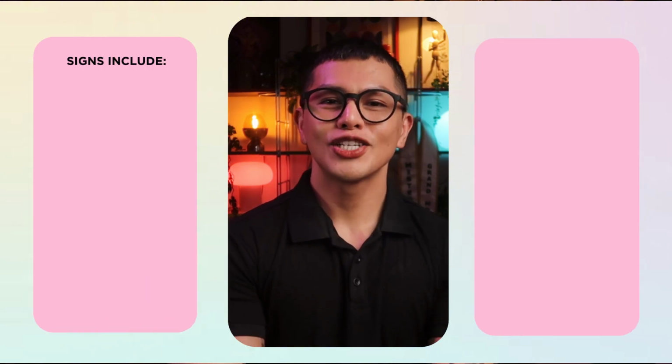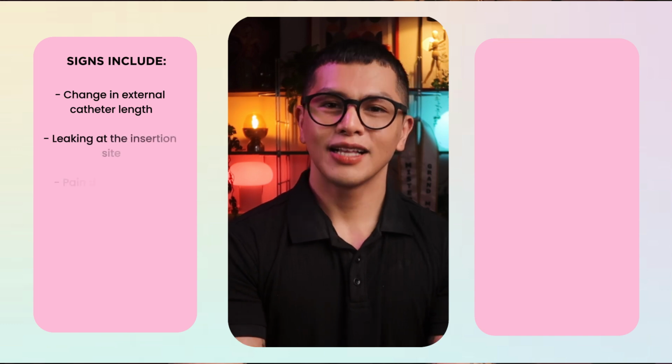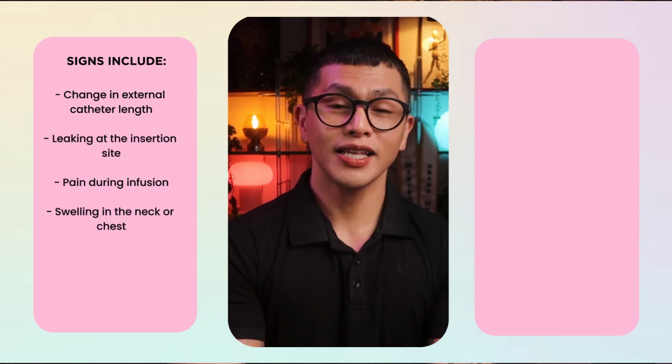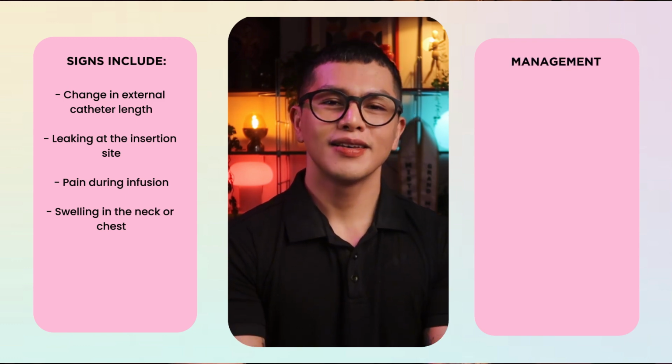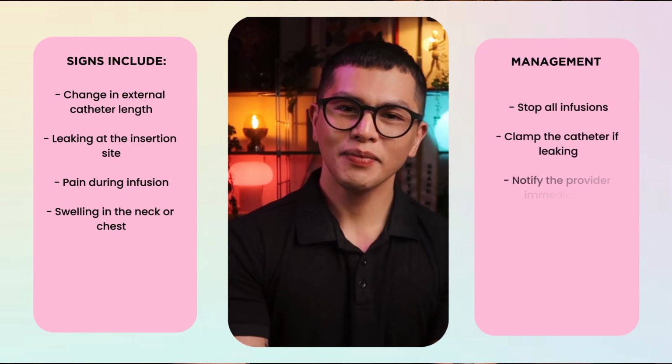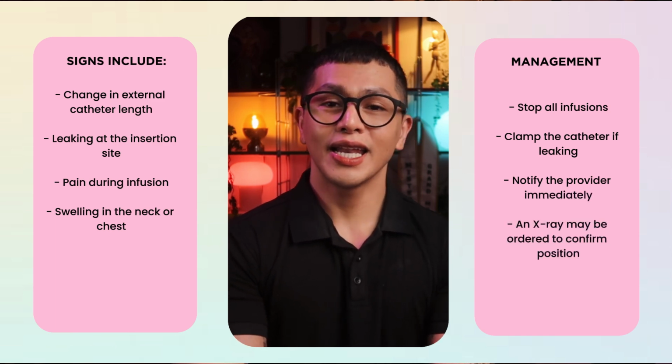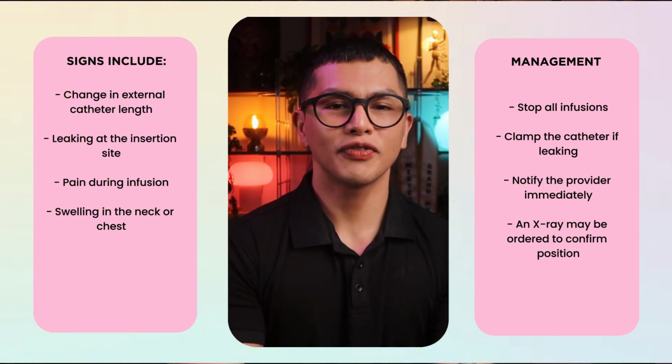Signs include change in external catheter length, leaking at the insertion site, pain during infusion, swelling in the neck or chest. Management. Stop all infusions. Clamp the catheter if leaking. Notify the provider immediately. An X-ray may be ordered to confirm position.